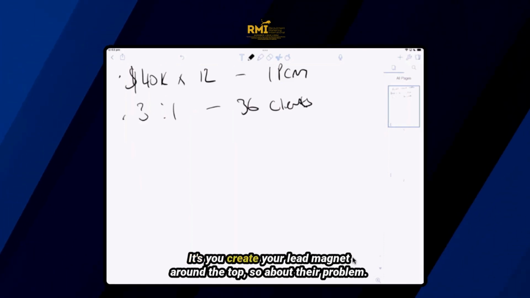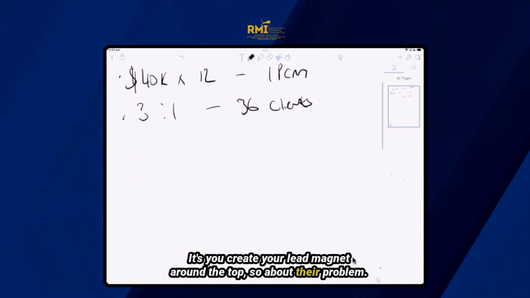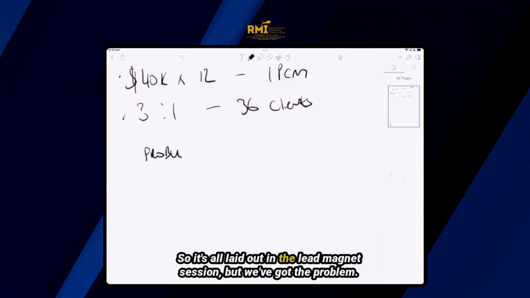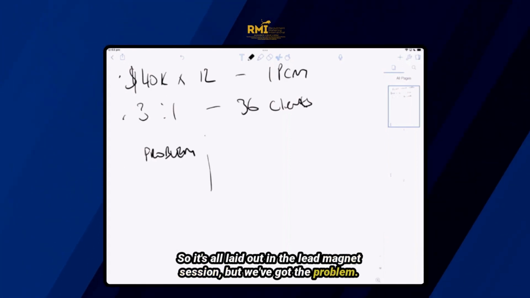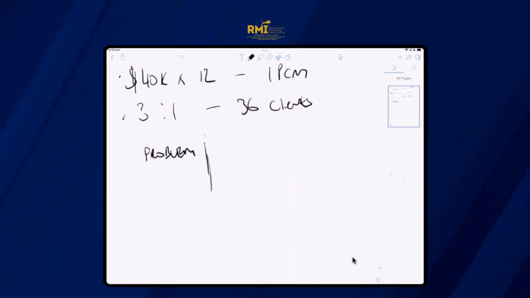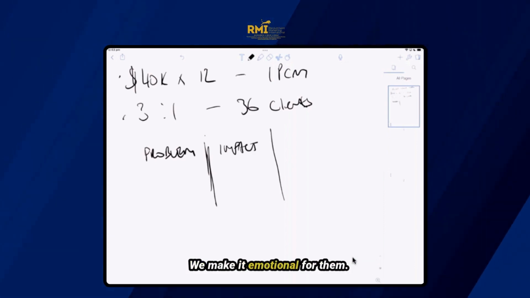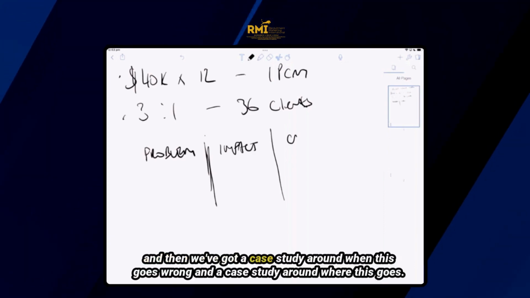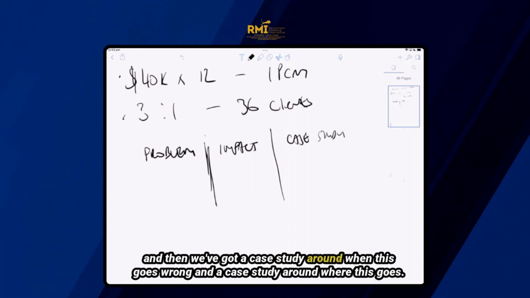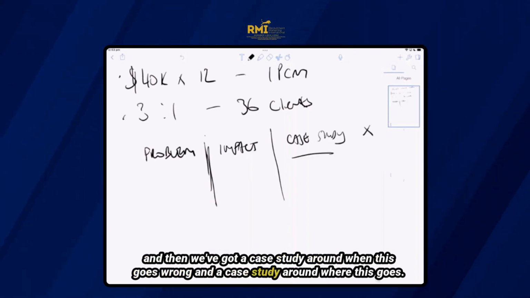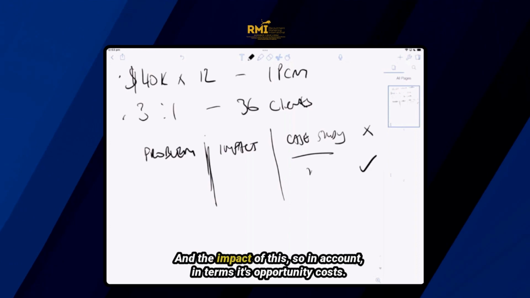You create your lead magnet around the topic, so about their problem. It's all laid out in the lead magnet session, but we've got the problem, okay? And then we've got the impact of the problem. We make it emotional for them. And then we've got a case study around when this goes wrong and a case study around where this goes right, okay, and the impact of this.